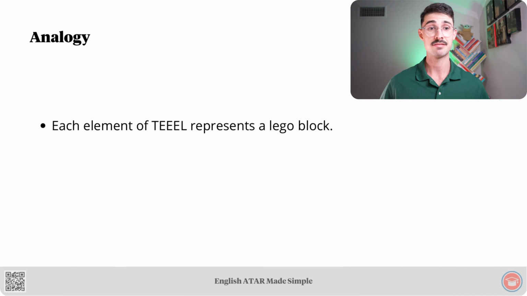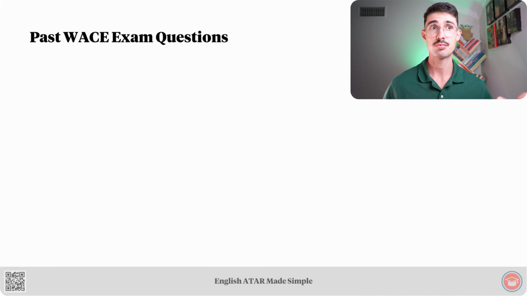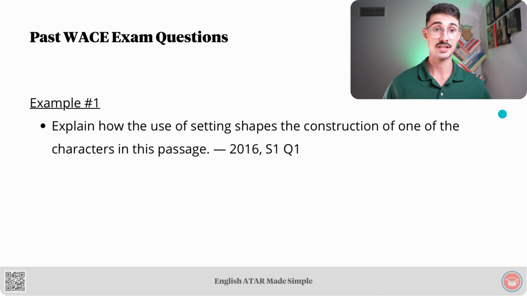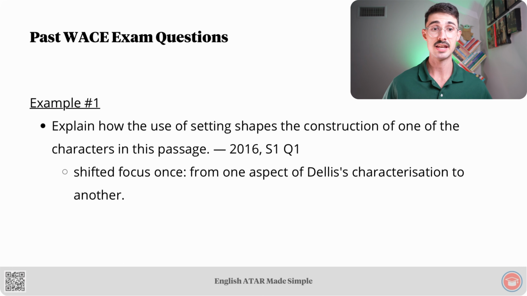Then for the rest of the lesson, we just looked at the past WACE exam questions, those 6 examples that we looked at in the previous lesson. Example number 1 was explain how the use of setting shapes the construction of one of the characters in this passage. Here we saw we just shifted focus once from one aspect of Delis's characterization to another.